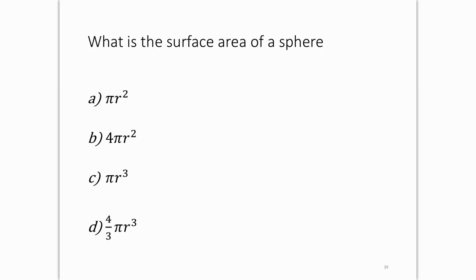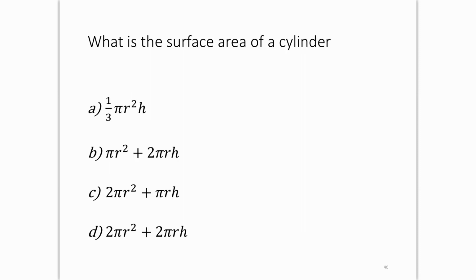What is the surface area of a sphere? Well, this is one you can use a bit of a trick on. You can take the derivative of the volume. It only works for spheres, but it works here. So the derivative of the volume, the 3 will come down and cancel with the 3, so you'll have 4 pi r squared. So using that memory trick, we get B.